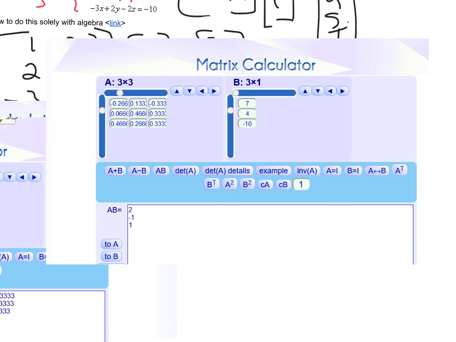So what that tells me is that these three planes, because that's what those three-variable equations represent, intersect at the point (2, -1, -1). So 2, -1, -1.